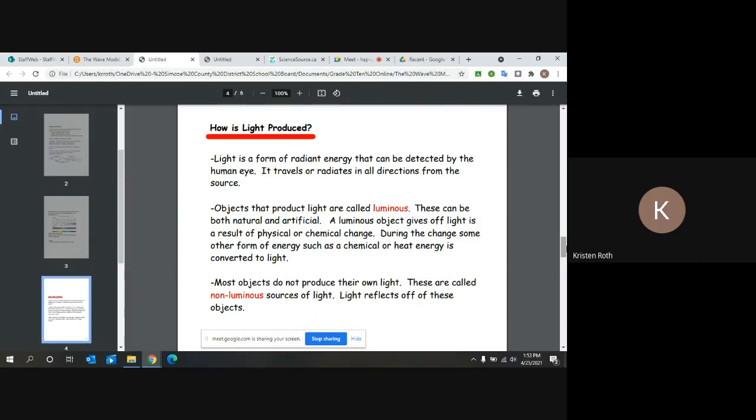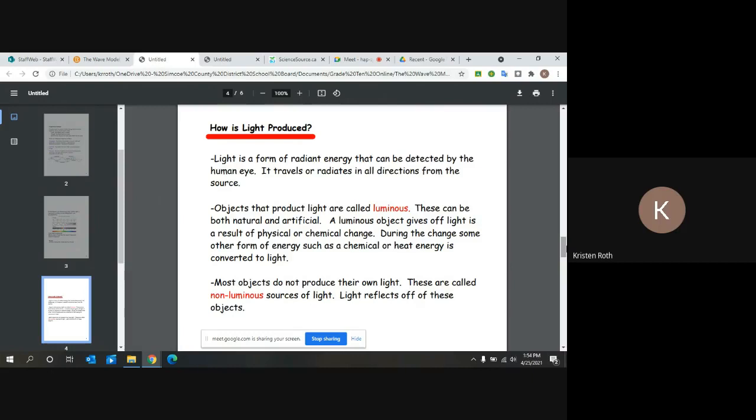Objects that produce light are called luminous. So what is an object that produces light itself? Well, let's think of the sun. The sun is luminous. These can be both natural and artificial. A luminous object gives off light as a result of a physical or a chemical change. Remember, what is an example that a chemical change has taken place? Well, light was produced. That was something you learned in grade 9. During the change, some other form of energy, such as chemical or heat energy, is converted to light.